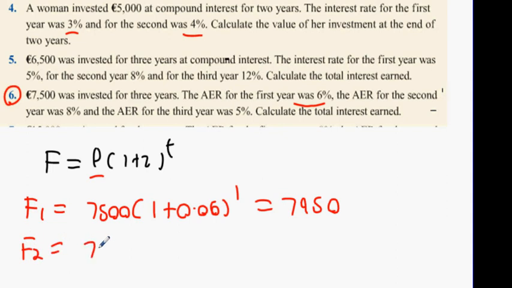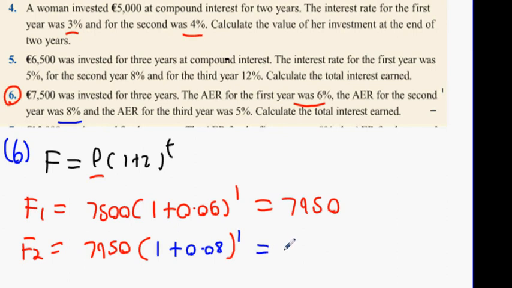You invest your 7,950. What percentage are we getting this time, Charlie? No, we're on question 6. Sorry, 8%. 1 plus 0.08 to the power of 1. And what do you get? 8,586.